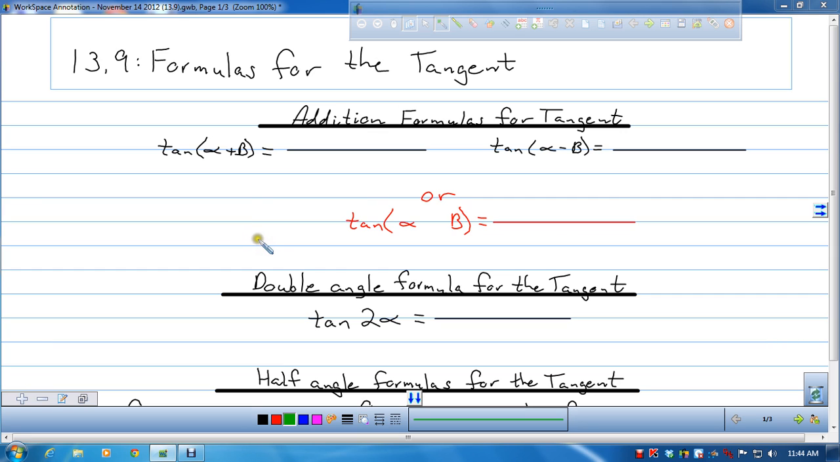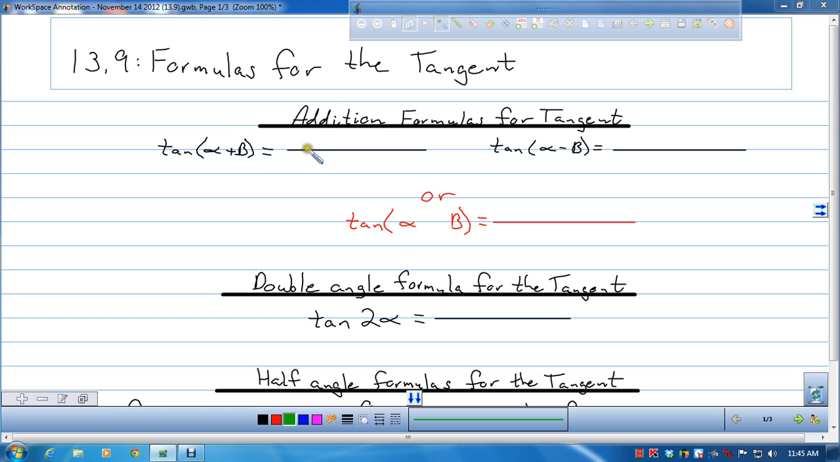So hopefully by now you're getting used to recognizing the patterns and whatnot, and we're going to go into all of those patterns for the tangent all at one time, now that you've kind of gotten the hang of that, hopefully. So first off, tangent addition formulas, which will be if we are adding angles or subtracting angles to come up with what we're looking for.